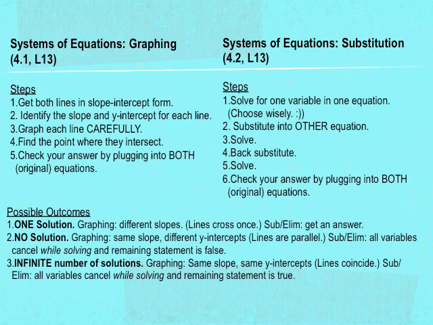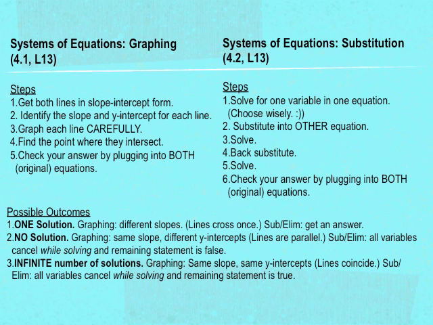So just kind of a quick review. If you're solving a system of equations by graphing, step 1, get both the lines in slope-intercept form. Identify the slope and y-intercept. Graph them really carefully. Find where they cross. Check your answer by plugging it into both equations. If you're doing substitution, pick one variable to solve for and pick a good one. Substitute it into the other equation. Solve for one variable, back substitute, solve for the other variable, and again, check your answer by plugging it into both equations.